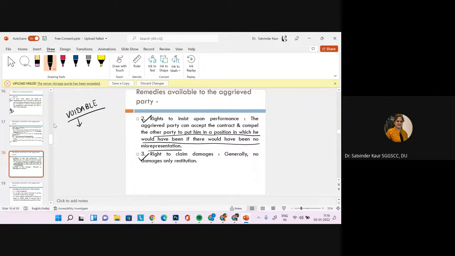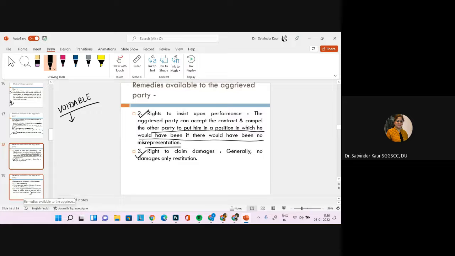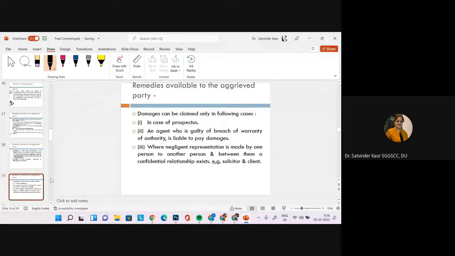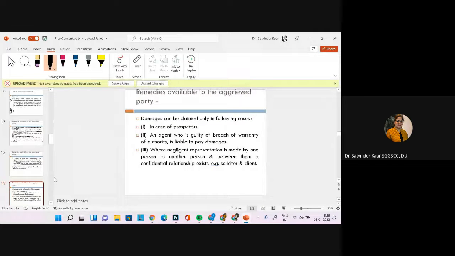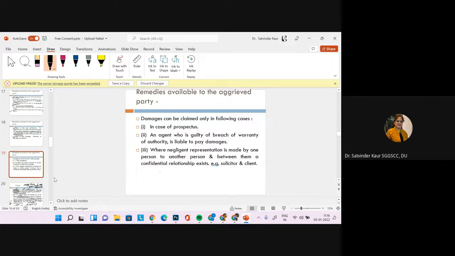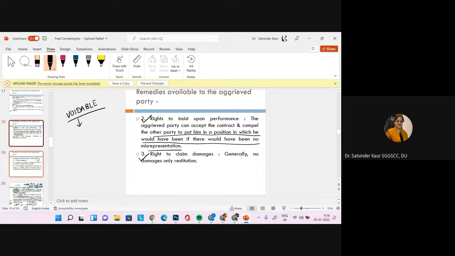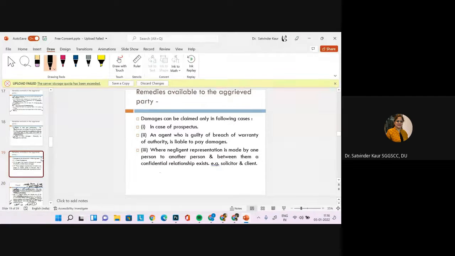But in case of misrepresentation, damages cannot be claimed in all circumstances equally. It is available only in case of wrongful dishonor of your check, and secondly, in case of a wrong statement in the prospectus. And if any kind of confidential relationship exists, then if the person makes any misrepresentation, you can claim damages. Otherwise, normally it cannot be claimed as damages.